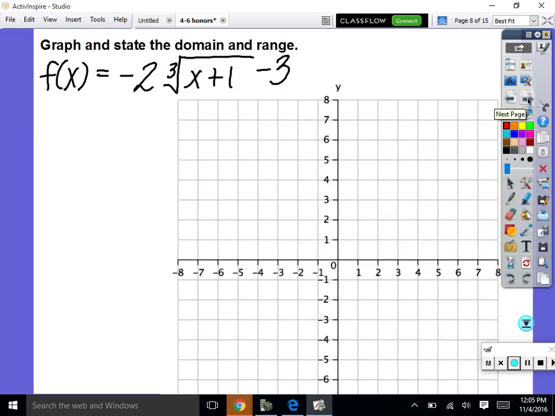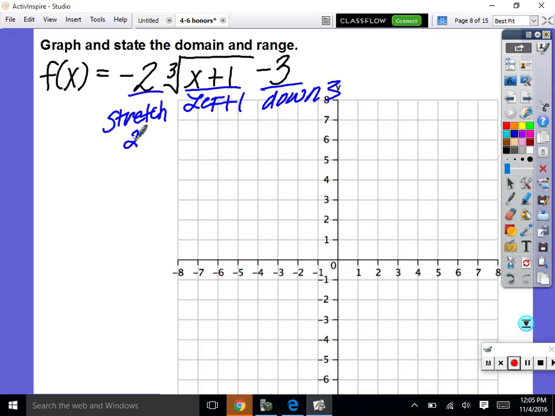Okay, so let's do this one. So, let's describe the shift. We would be going left 1, down 3, stretch of 2, and then reflection over x.